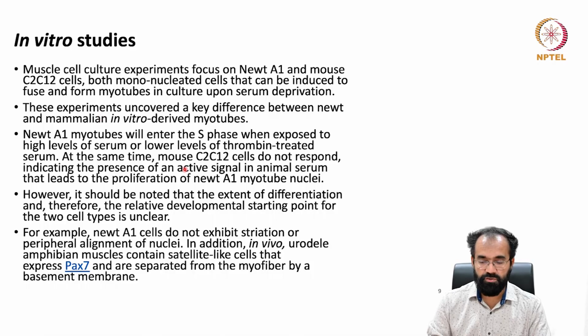Now let us see in vitro studies. Do we have some examples? Muscle cell culture experiments focus on newt A1 and mouse C2C12 cells. Okay, two different cell lines. A1 cells from the newt and C2C12 from the mouse. Both mononucleated cells, can be induced to fuse and form myotubes.